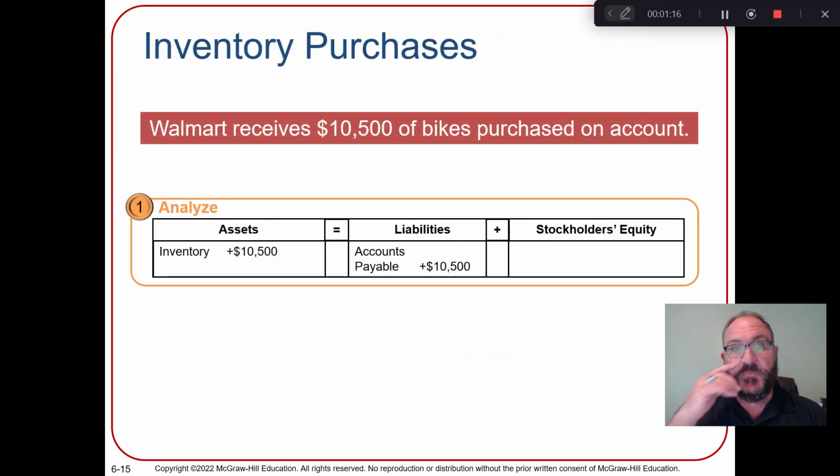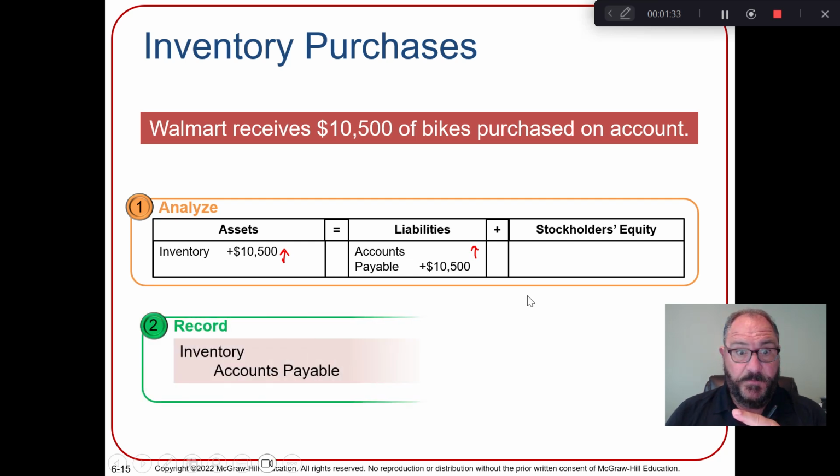So here we go. Walmart receives $10,500 worth of bicycles purchased on account. So notice their assets are going up. Their accounts payable are going up. The liabilities are going up. No change in stockholders' equity. Okay, so that's the first part of it.